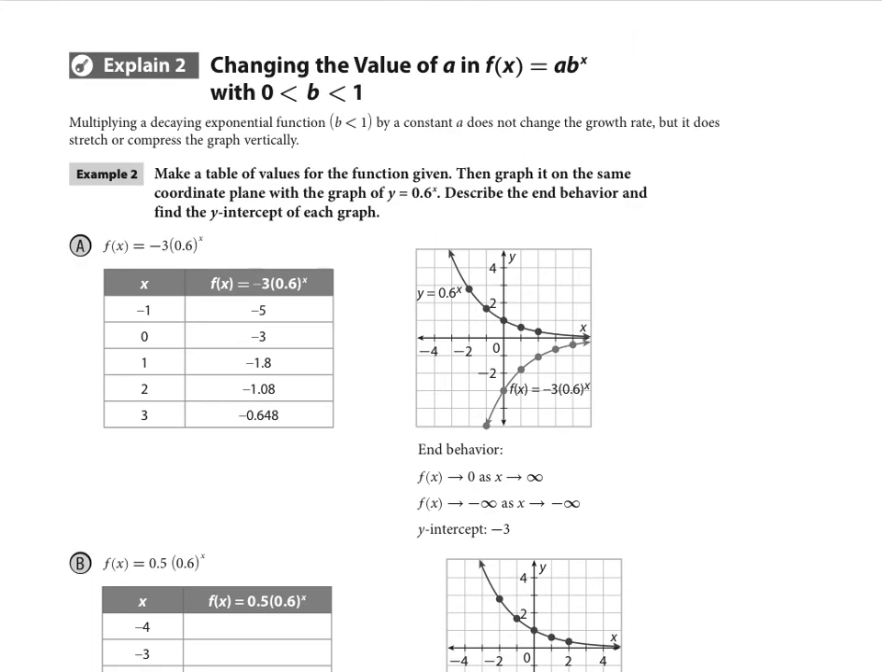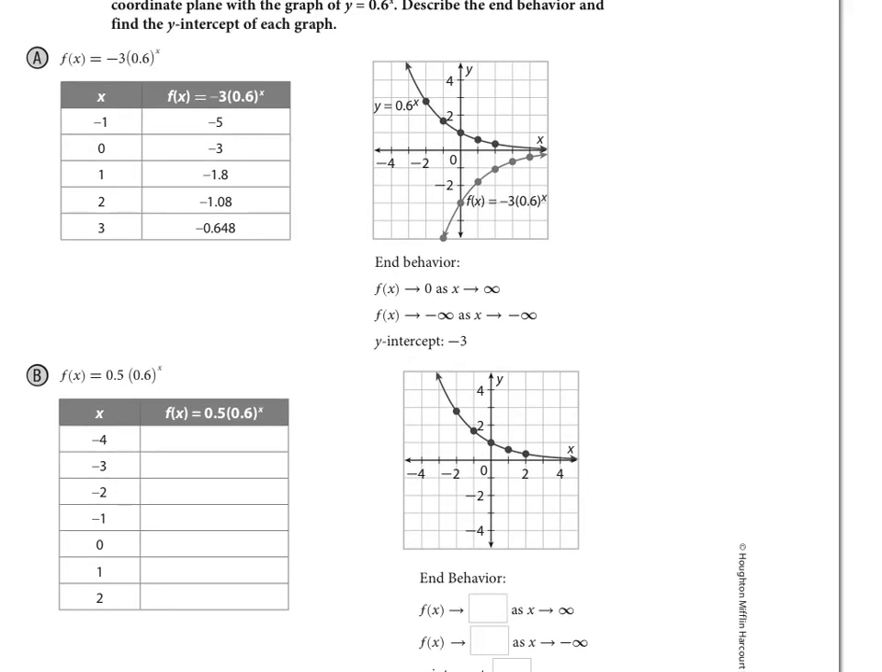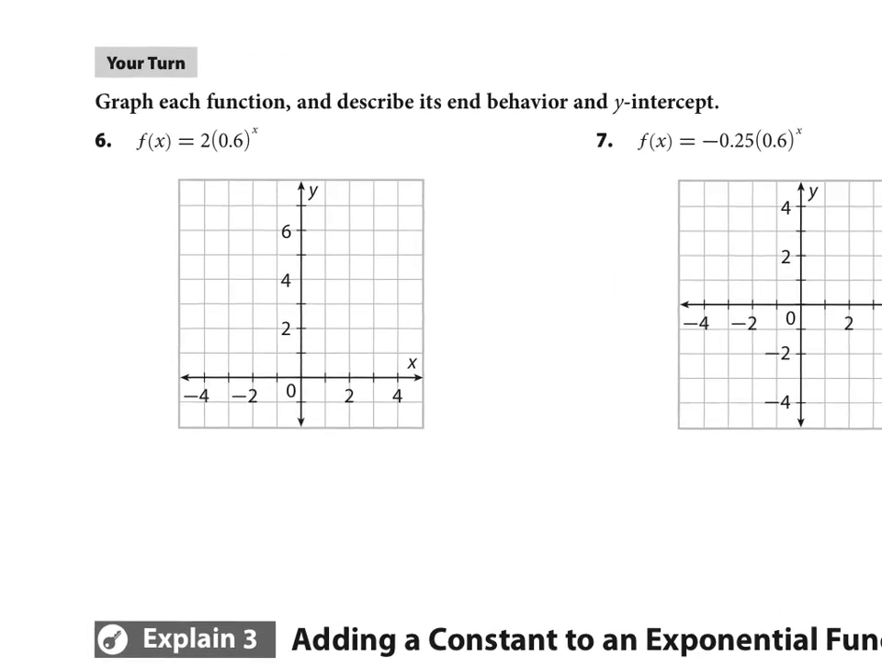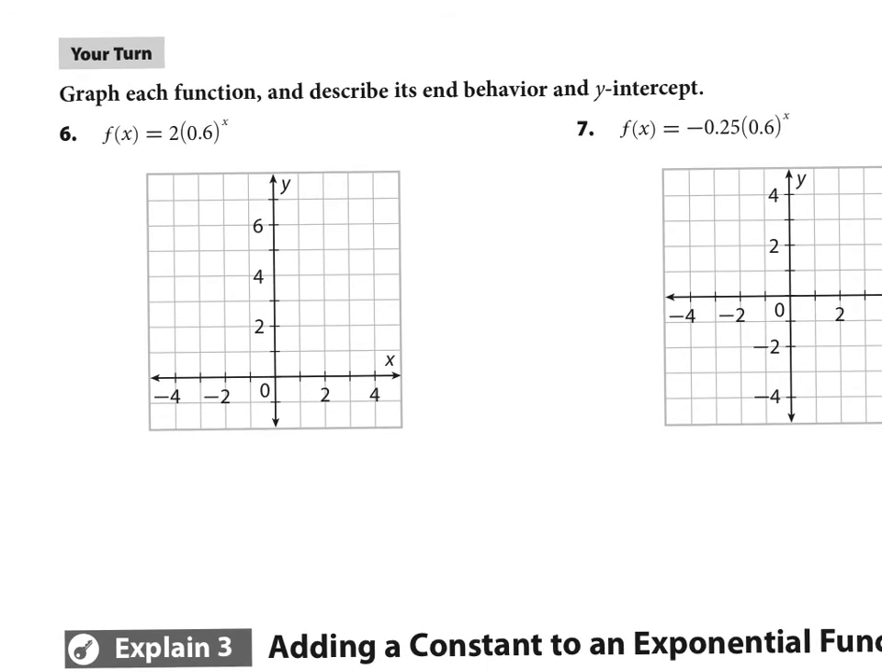So again, it's kind of the same principle. We're just changing values, seeing what happens to the graph, and they go through explanations here. So again, we're going to go to the your turn. This time, we have a value here that is less than 1, so that means it's going to make it decrease. It's multiplied by 2, so it's going to make it skinny. It's going to make it decrease faster.